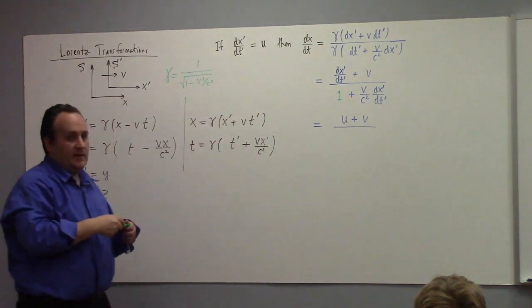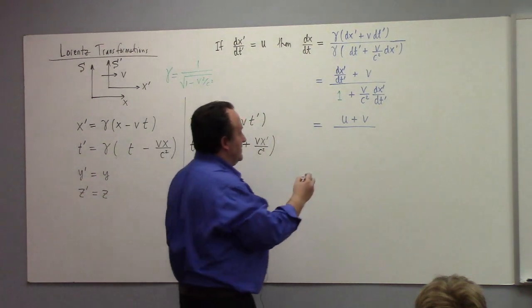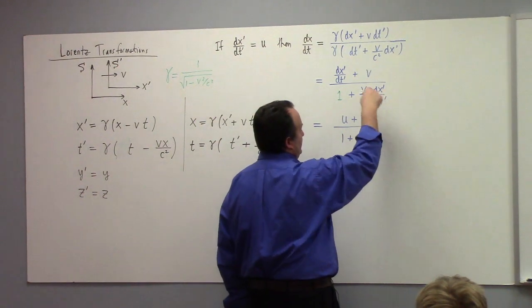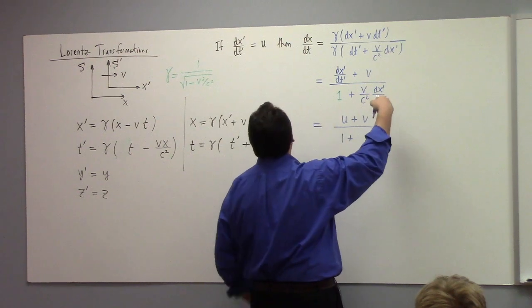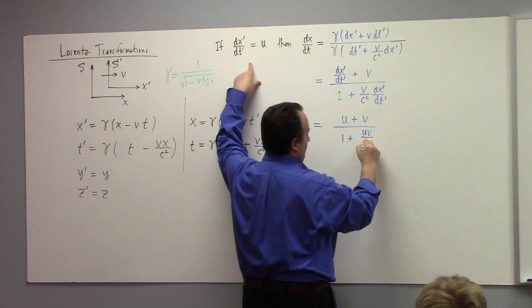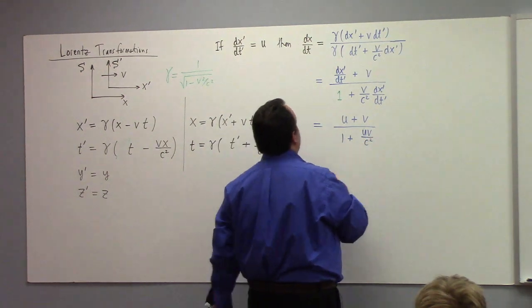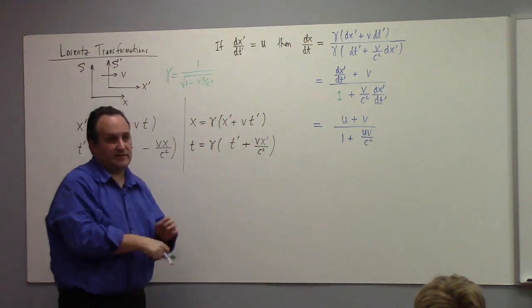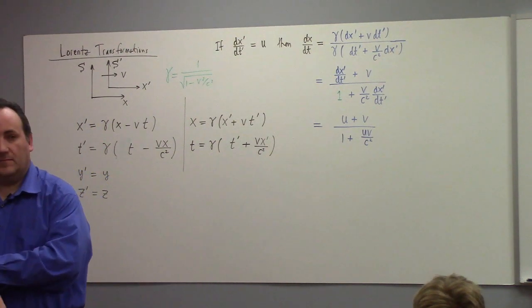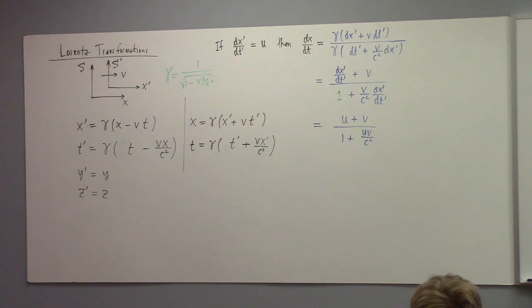Right? And so what's the formula? Well, the formula here is 1 plus... and what is dx/dt? dx'/dt' is u, remember? So that's u v over c squared. All right, so again, this is the velocity in the lab frame that you would measure for something that was moving with speed u with respect to the moving frame, which moves with speed v.